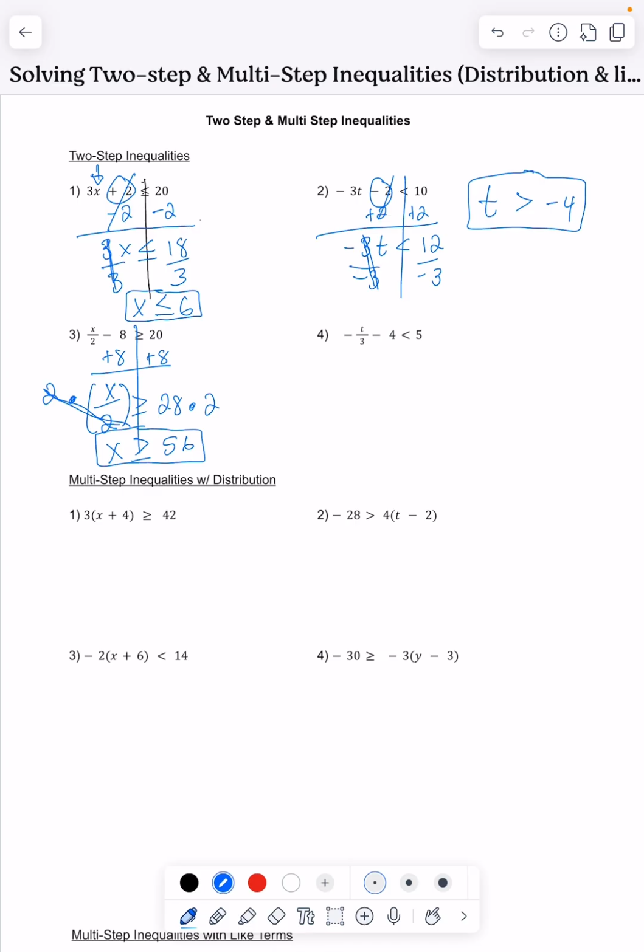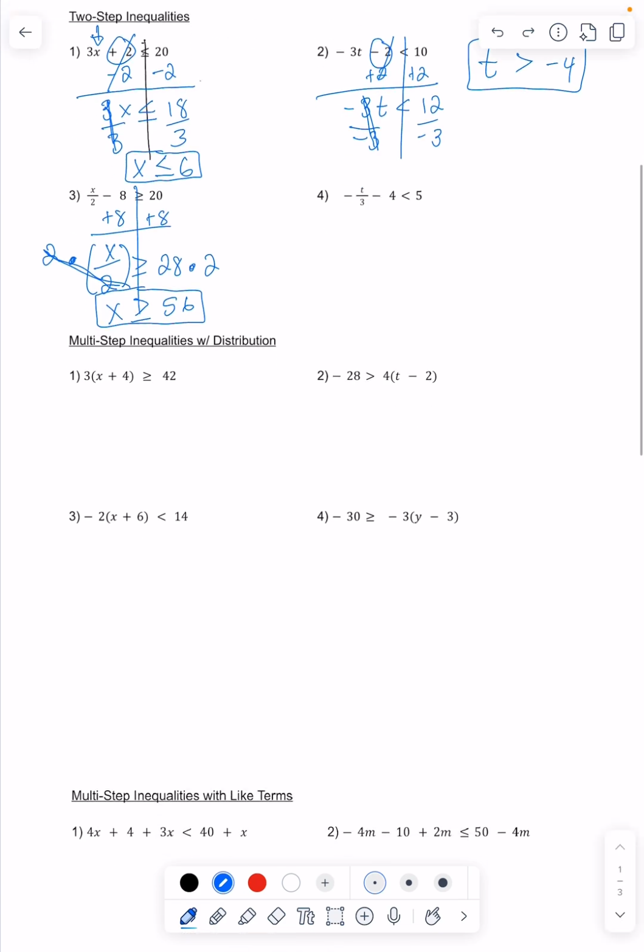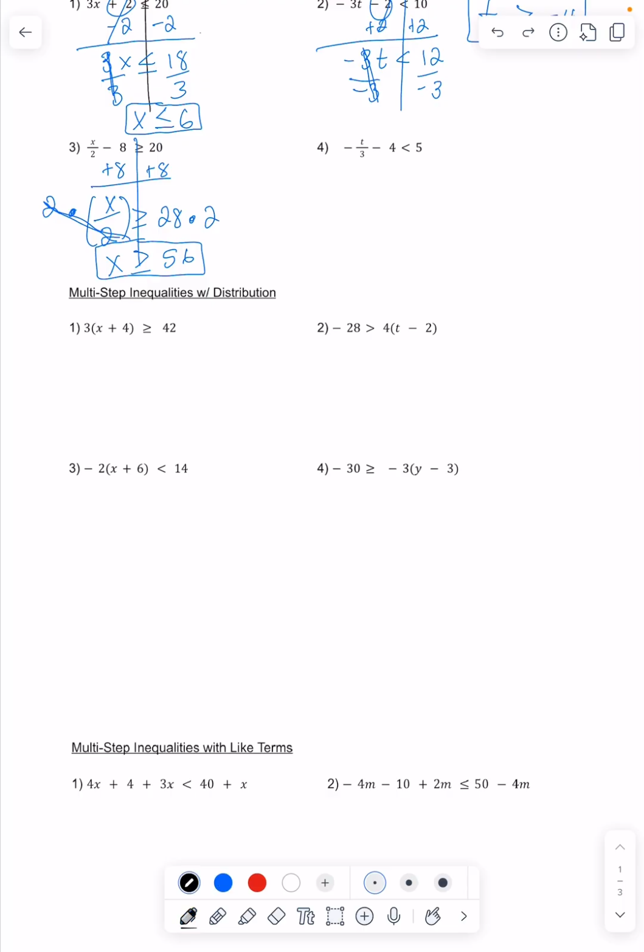Now we're just going to move on. That's just a two-step inequality, right? That's the same thing here. If you want to try that one on your own, go ahead and see if you can give it a shot. But now we're going to move on to multi-step inequalities with distribution.